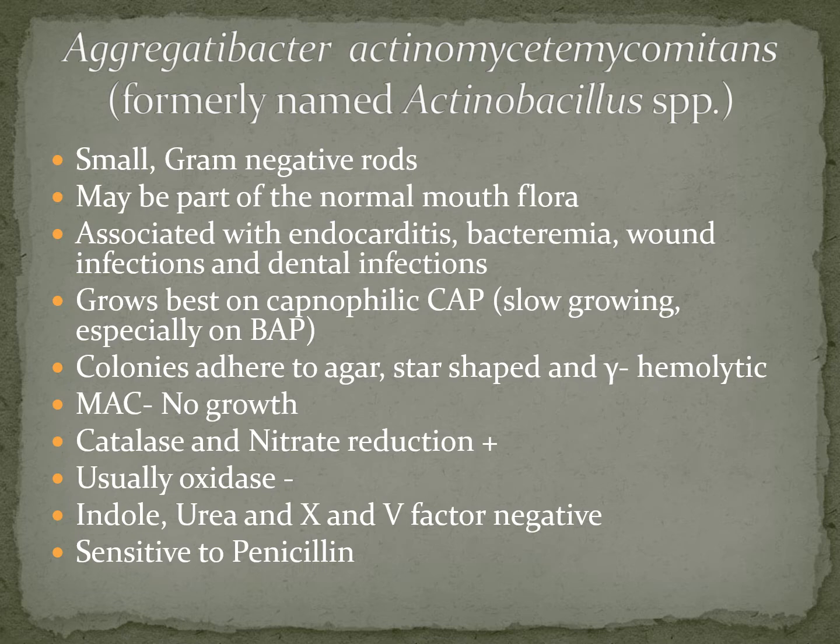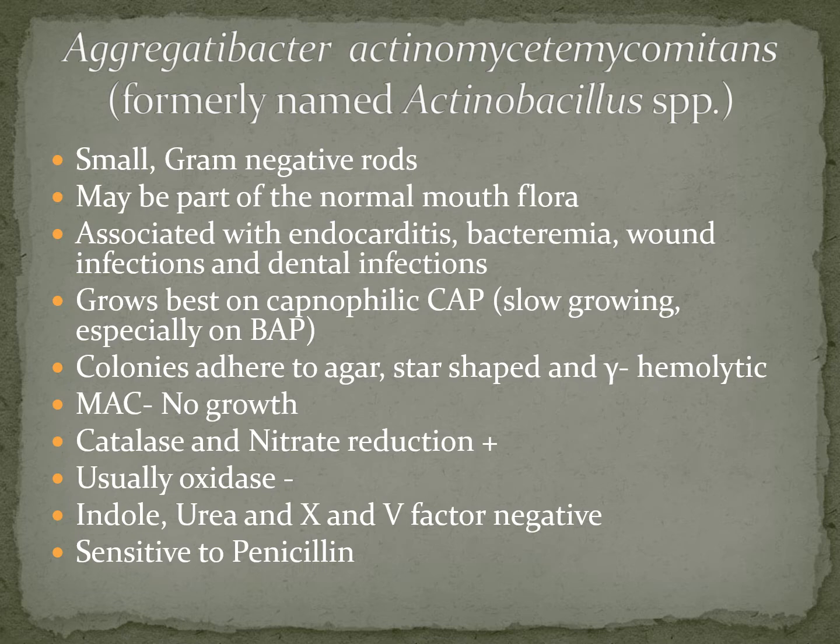Like most HACEKs, they grow best in a capnophilic environment, and they grow especially nice on chocolate agar. Okay? The colonies adhere to the agar, and you'll see star-shaped patterns after about 48 hours, and they are gamma hemolytic. They will not grow on MacConkey, and they're catalase and nitrate reduction positive. Generally, they are oxidase negative. The indole, urea, and the XV factors are negative, and they are sensitive to penicillin. They are weak fermenters of maltose and glucose and CTA sugars, and then they also produce leukotoxins that kill polymorphonuclear white cells and mononuclear cells.